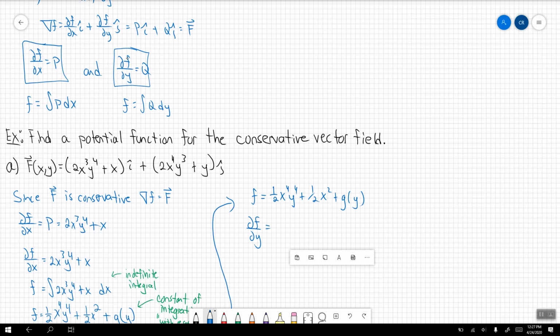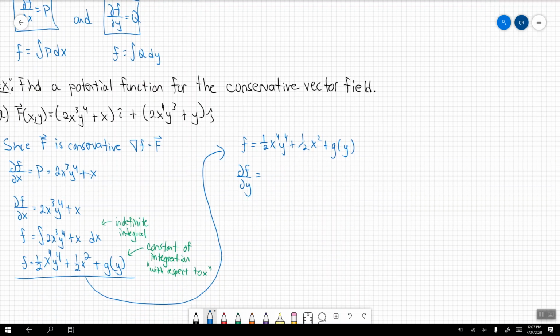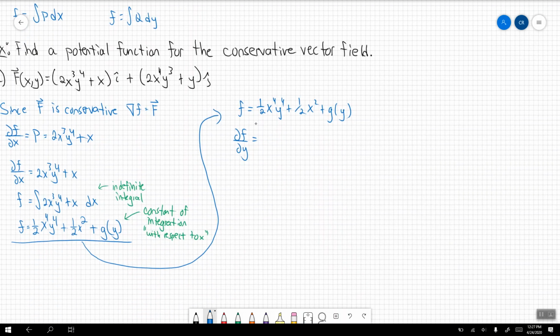But more specifically, look right up top. I have that the partial of my potential function with respect to y is equal to Q. So when I take this function here, the partial derivative with respect to y, drop that 4 forward, that's now going to be 2x to the 4th y cubed.